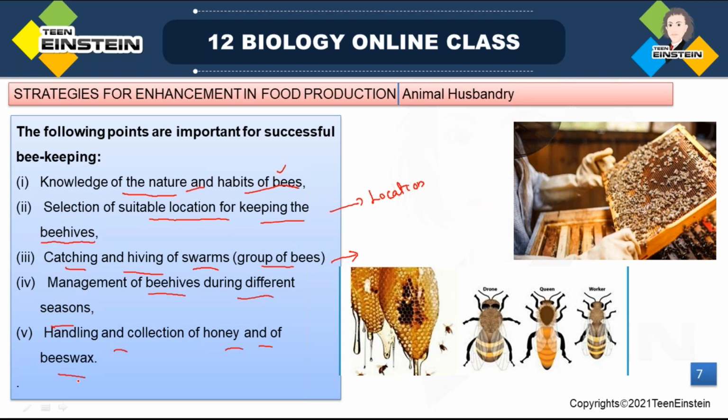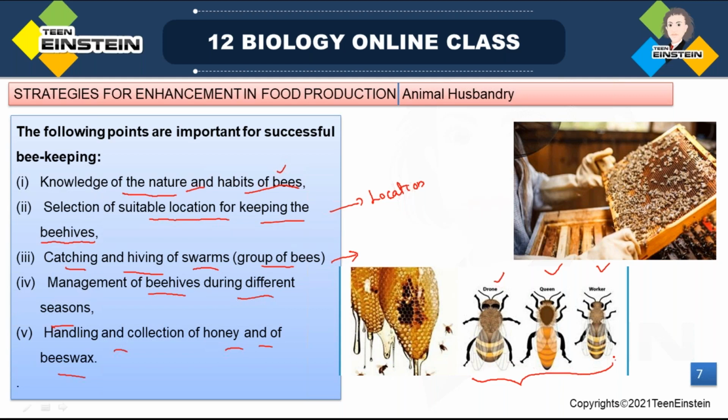So you know that bees are mainly the pollinators for several crops, like apple, pear, sunflower, and such kinds of crops. In such crops, bees are working as pollinators. And you know that in bees, you can see drone, queen, and worker. Right? Bees: drone, queen, and worker.